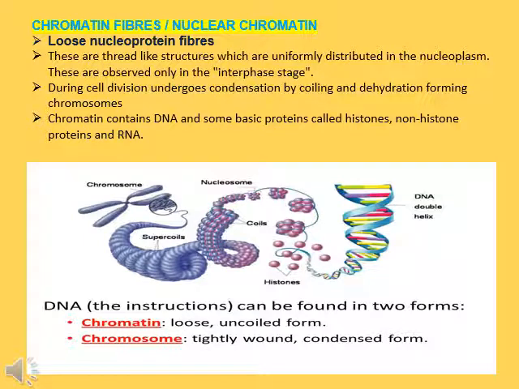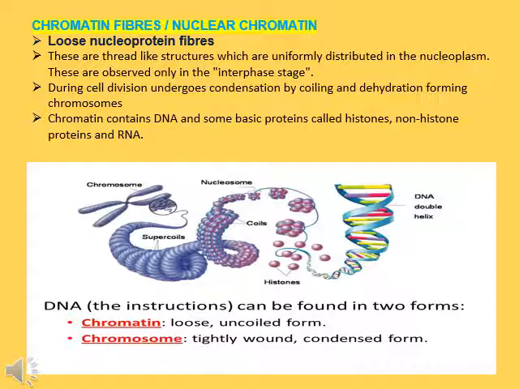Now, the most important thing present in the nucleus is chromatin fibers, or you can call them nuclear chromatin. These are loose nucleoprotein fibers. These are thread-like structures that are uniformly distributed in the nucleoplasm, but observed only during the interphase stage or during cell division.